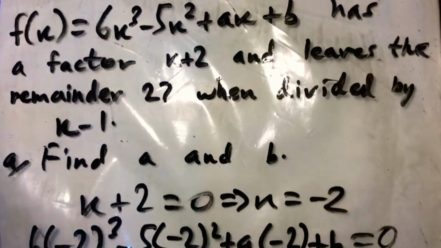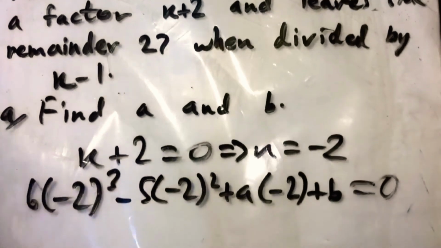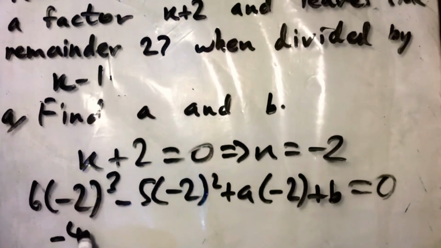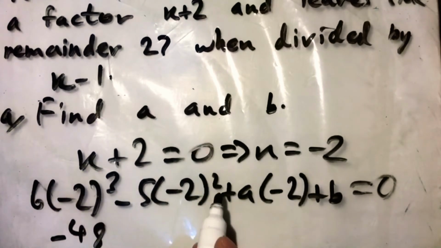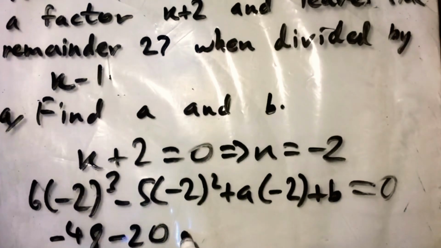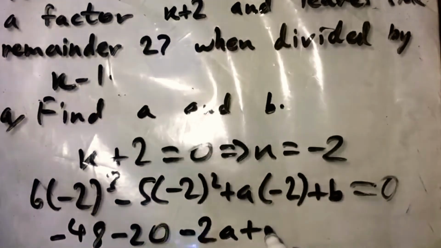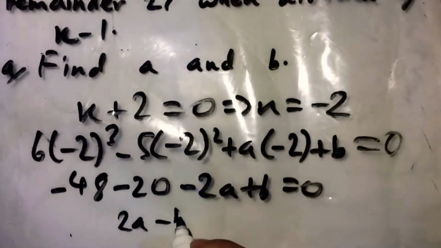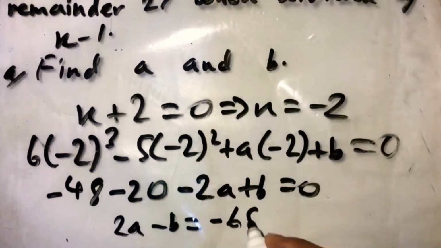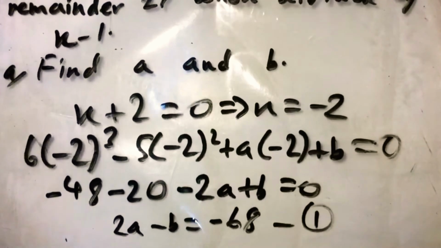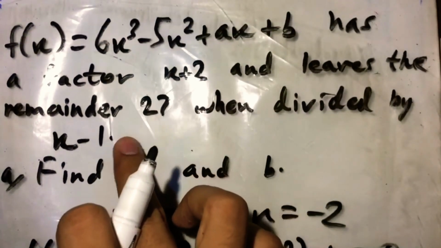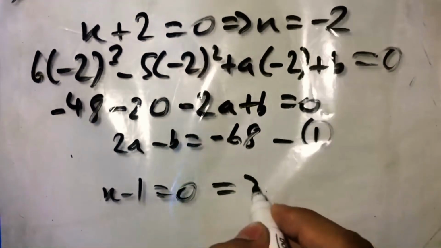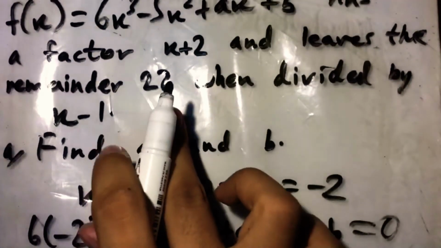this is equals to 0 because x plus 2 is a factor. Simplifying this, minus 2 cube is minus 8, 6 into minus 8 is minus 48. Minus 2 square is 4, 4 5s are 20. Minus 2a plus b equals to 0. So 2a minus b equals to minus 68. This is the first equation. Now when it is divided by x minus 1, that is x minus 1 equals to 0, so x equals to 1. The remainder is 27.